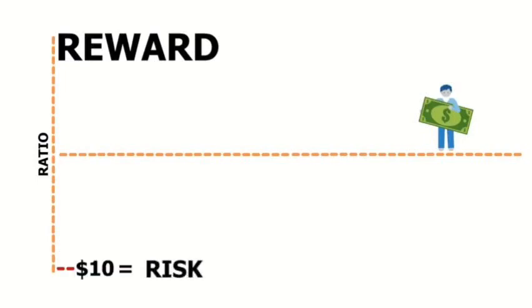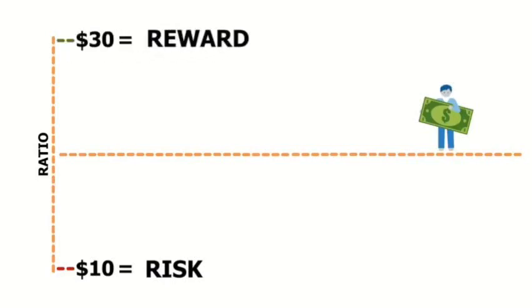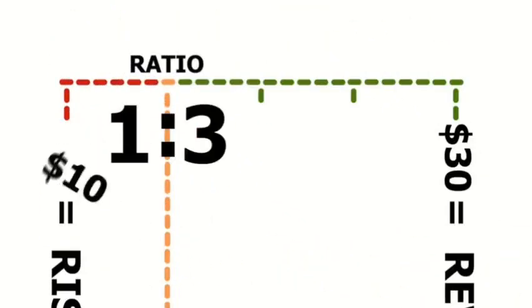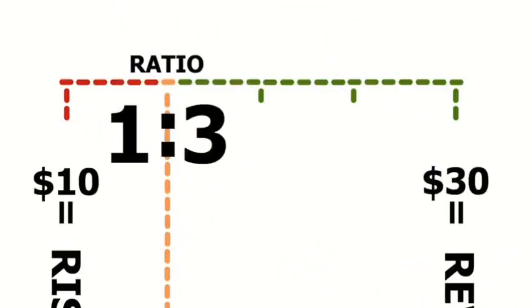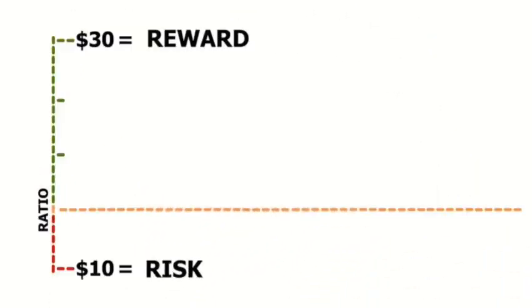So, if we risk $10, then this is the amount of money we are prepared to lose. If the trade does not work out, we know exactly how much money we are risking and will not lose more than $10. If we are looking to gain $30, then this is the reward we are seeking. The risk to reward ratio is then 1 to 3, because we are risking $10 to gain 30. So when trading, you need to have a clear risk to reward ratio in mind.